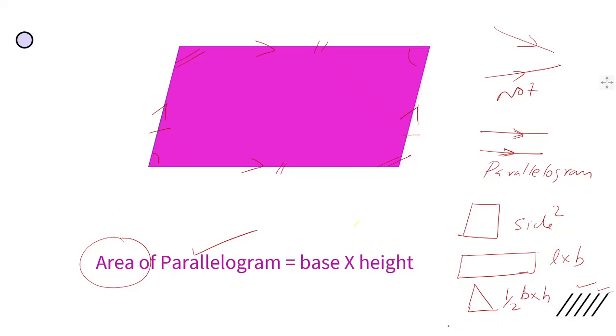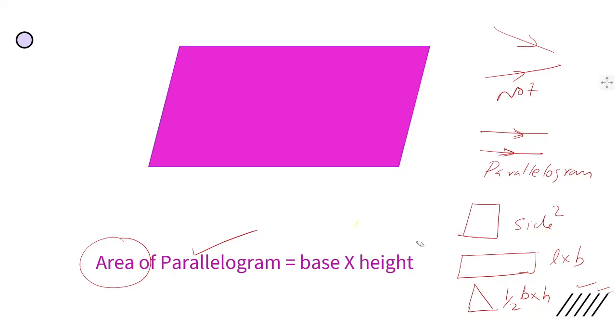Now this is a parallelogram. A parallelogram is a four-sided closed figure having opposite sides parallel, opposite angles equal, opposite sides equal, and even square and rectangle, which we studied last year, are also parallelograms. So then what is the difference?